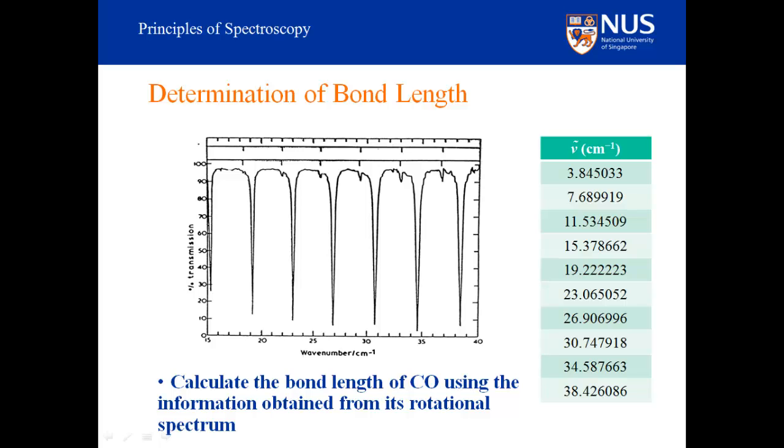Why is this happening? Well, our assumption that the bond is rigid is not accurate. It can stretch and go through distortion. And as you go to higher and higher rotational levels, the molecule is rotating faster and faster. Not surprisingly, the bond length gets longer and longer. And so that is what is exhibited here by the changes in the rotational constant.